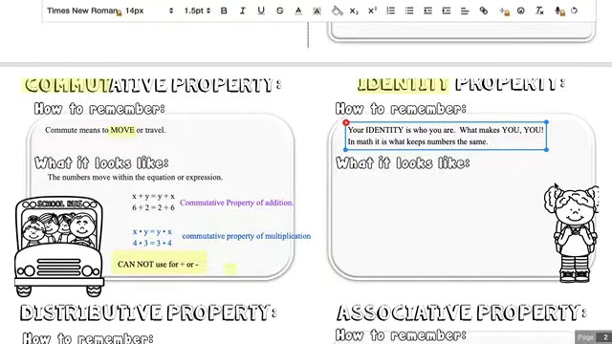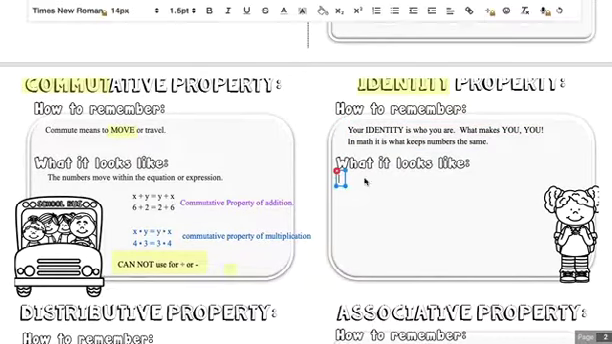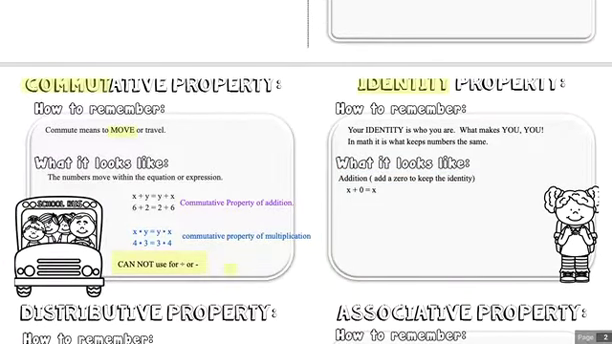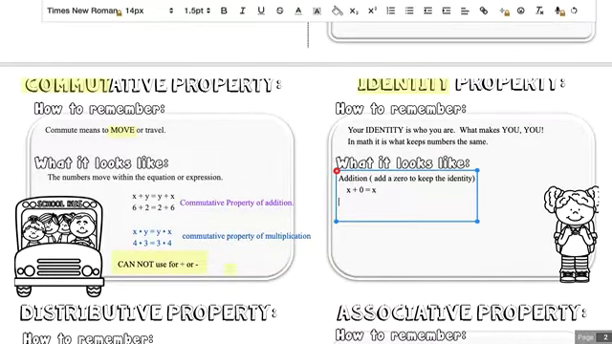So what you might see is something like, with addition, we're going to add a 0 to keep the identity. It doesn't change. I can add 0 to any number and that number does not change. So for example, with algebra, x plus 0 equals x. With numbers, you might see something like 6 plus 0 still equals 6. It didn't change. So the addition identity property is adding 0 to keep the identity.